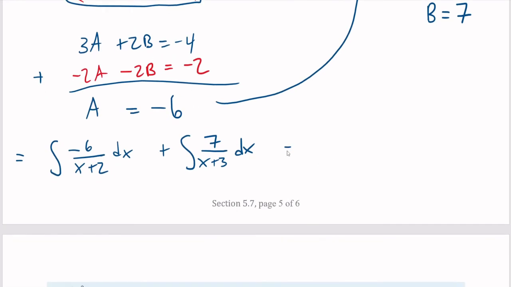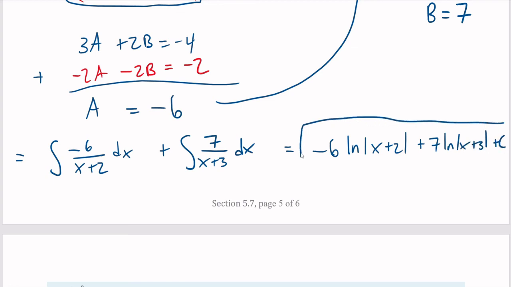And this one is real quick. Negative 6 natural log x plus 2, plus 7 natural log x plus 3, plus c. Boom, boom. You're going to end up seeing a lot of natural logs in these types of problems. So hopefully that's not too bad.